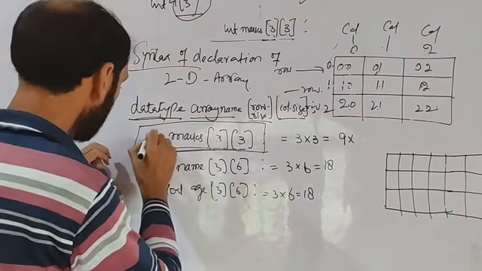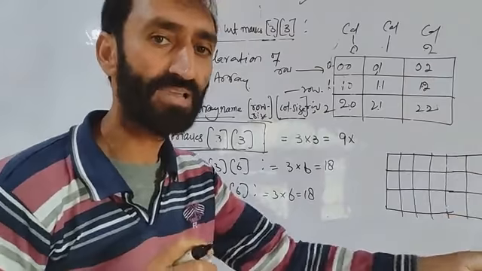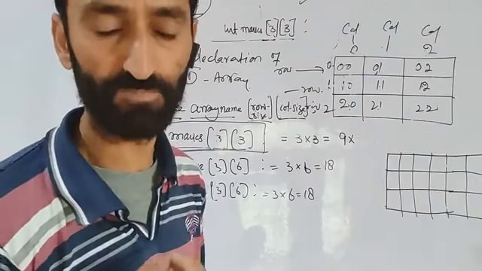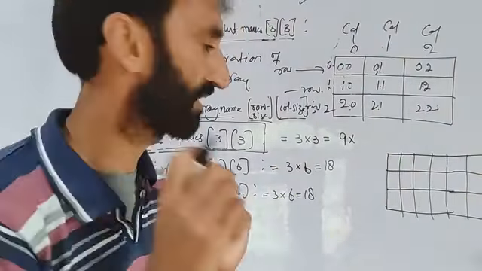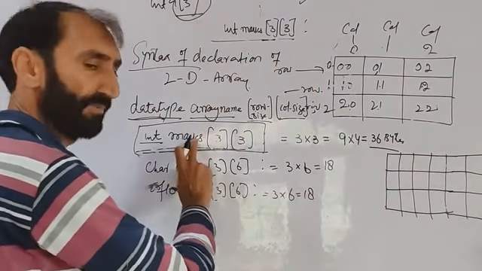Int is 4 bytes of memory. Here we are supposing that we are using a 4 byte machine. Then we have 36 bytes of memory. 36 bytes of memory will be allocated by the memory manager for this type of two dimensional array.